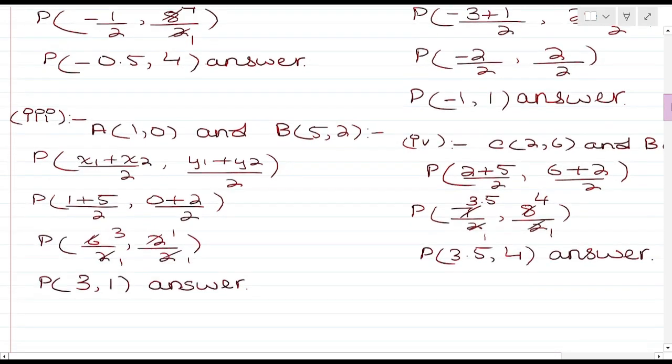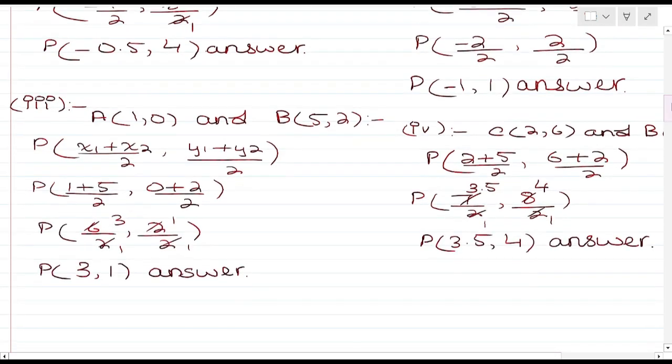Looking at the third part, here we have A and B. A is (1, 0) and B is (5, 2). So 1 will be added with 5 divided by 2, 2 added with 0, which is just 2, divided by 2. So 1 plus 5 is 6, 6 divided by 2 is 3, and 2 by 2 is just 1. So our midpoint for the third part is (3, 1).